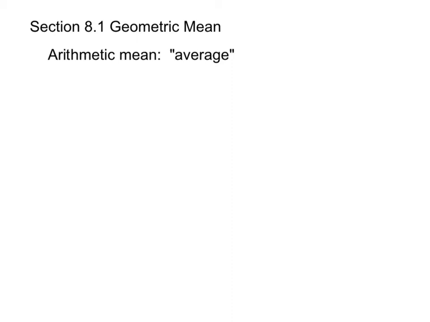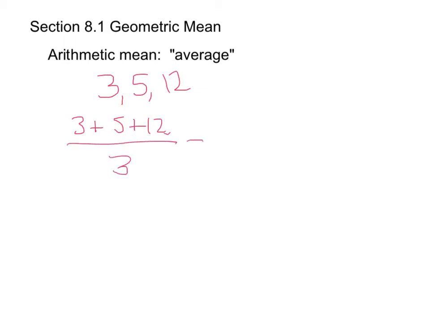So, for example, if we asked you to find the arithmetic mean, or the average, between the numbers 3, 5, and 12, we would add these three numbers together and then divide by however many numbers there are. So in this case, there were 3. If we add those up and divide by 3, we'd get 20 over 3, which would reduce down to 6 2/3. So we would say the mean of those numbers is 6 2/3.